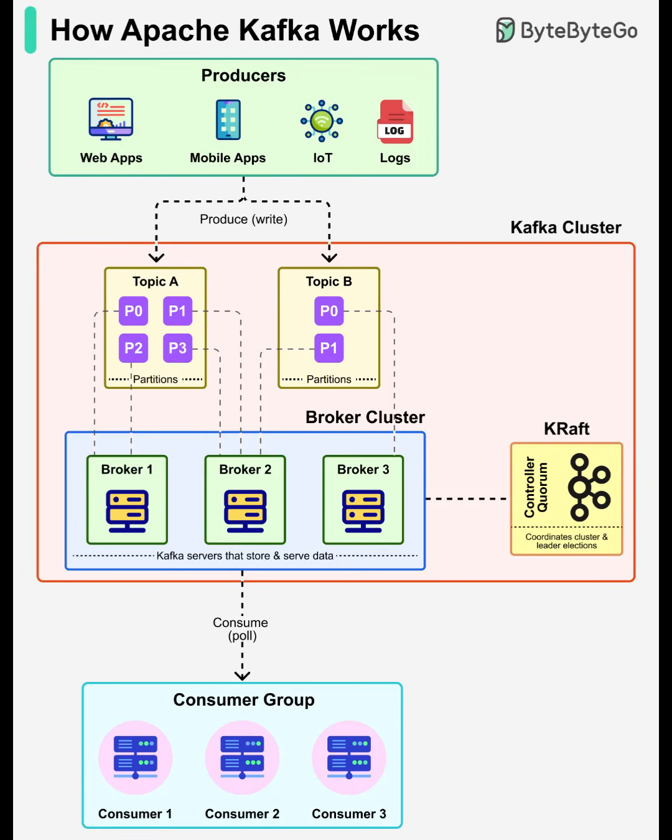Kafka is a distributed commit log. Producers append to partition topics, brokers replicate and serve data, KRaft coordinates the cluster, and consumer groups scale processing safely. Design the partitioning and keys around ordering needs, and let groups handle the parallelism.